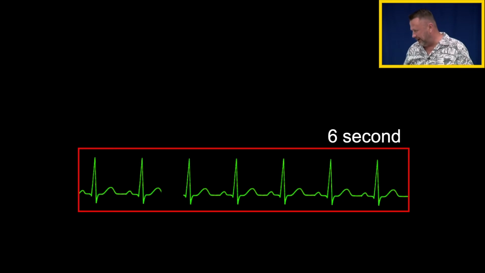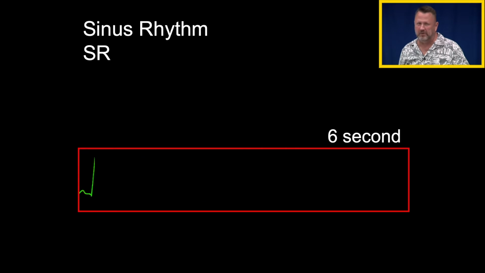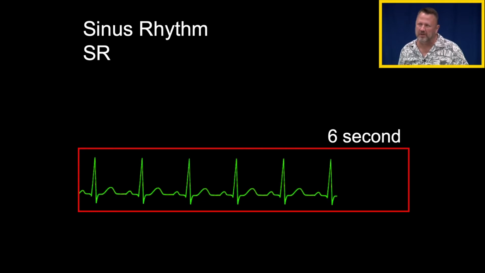And so I can tell from 7 blips in a 6-second strip that their heart rate is 70. Those blips are called QRS complexes, and we will get to that point. We're going to talk about the most important rhythms that you can talk about in advanced cardiac life support, and certainly at an intermediate level, is sinus rhythm.